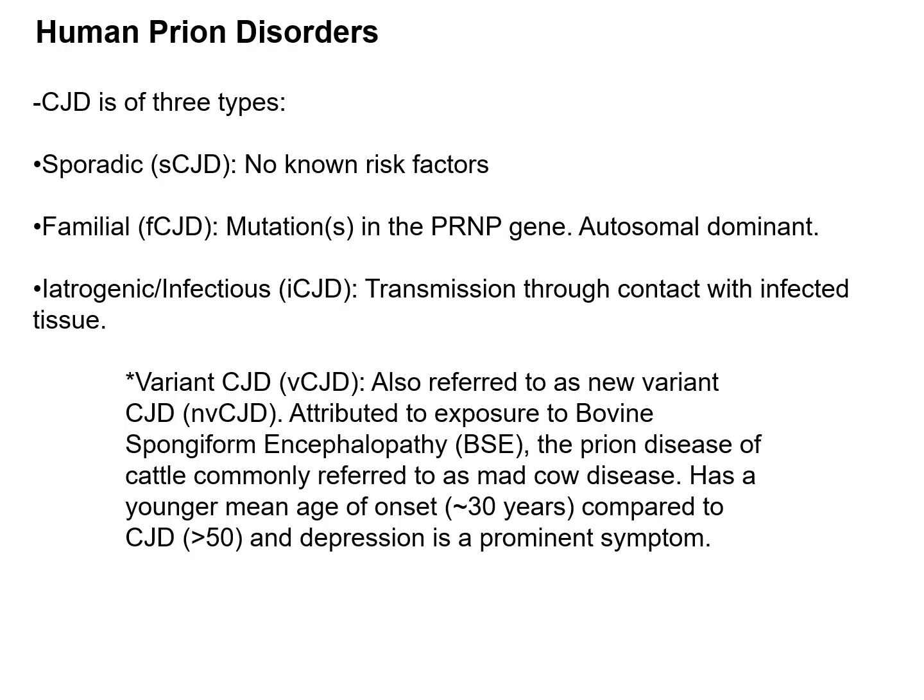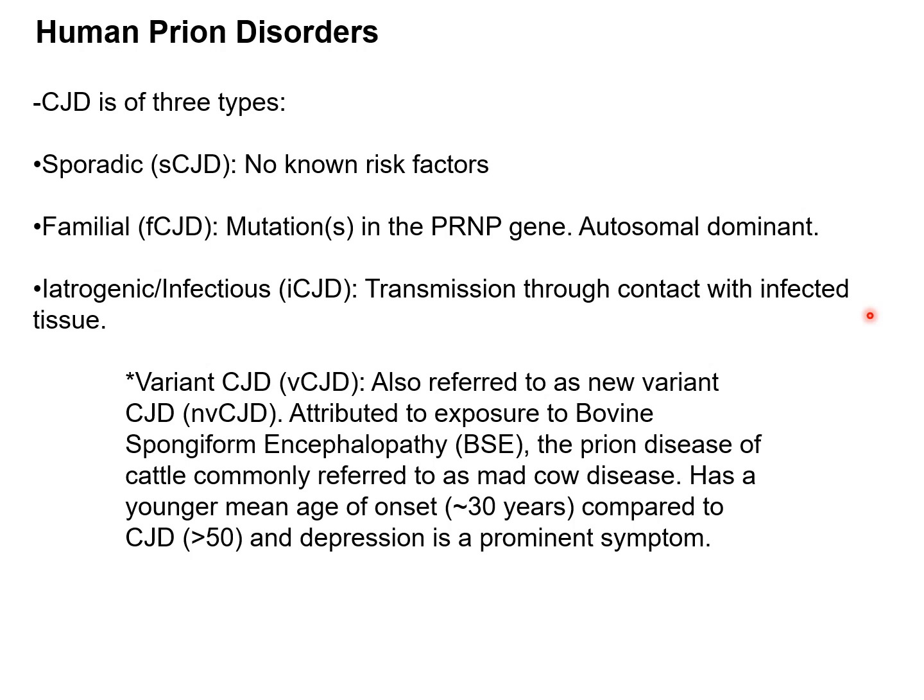Creutzfeldt-Jakob disease has three types. The sporadic one has no known risk factors. Remember that this might happen due to spontaneous conversion of the protein within the cell, or potentially due to a somatic mutation. Familial CJD has mutations in the PRNP gene, and this is autosomal dominant. We also have the iatrogenic or infectious form, transmitted when you have contact with infected tissues.